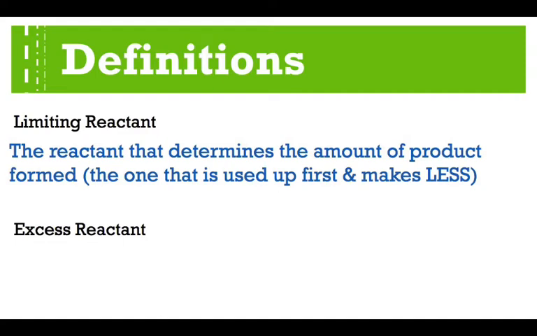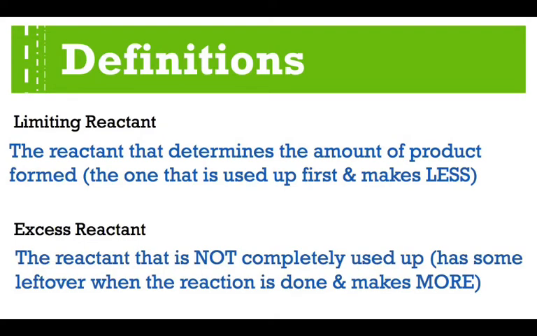And so, just like if you're making pancakes and you have 15 cups of flour, but you only have 3 eggs, the eggs are going to be running out before the flour. So the eggs would be our limiting reactant. The excess reactant is the one that is not completely used up. It's the one that has some left over when the reaction is done. So in that case, that would be our flour or baking mix, because I had plenty of it to make all of the pancakes that I want and some left over.